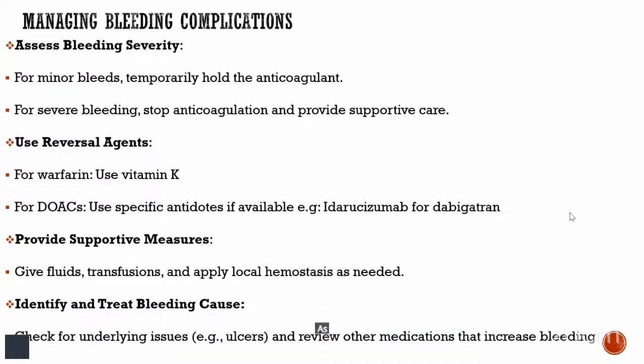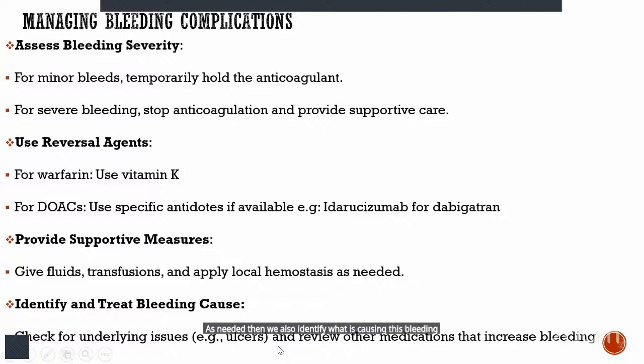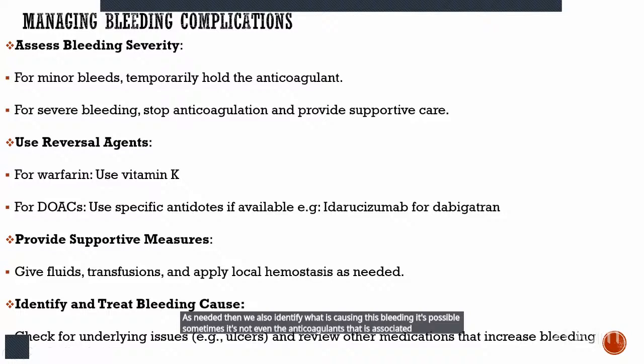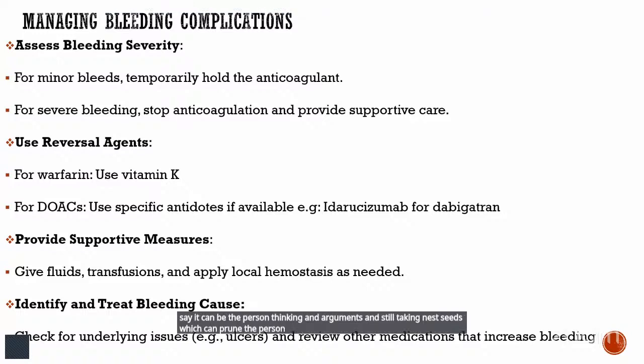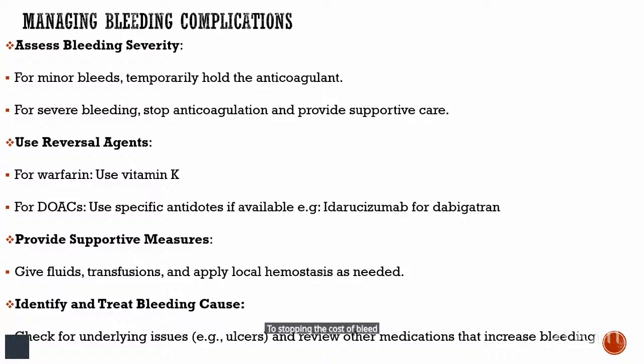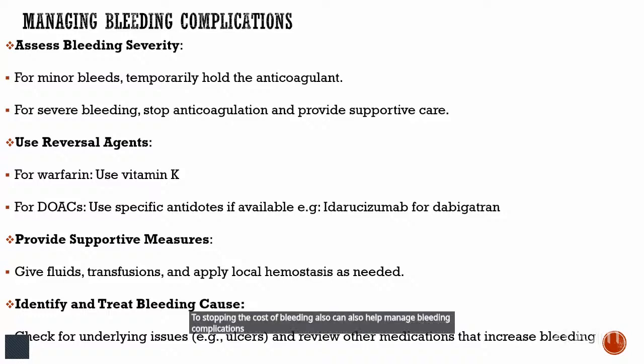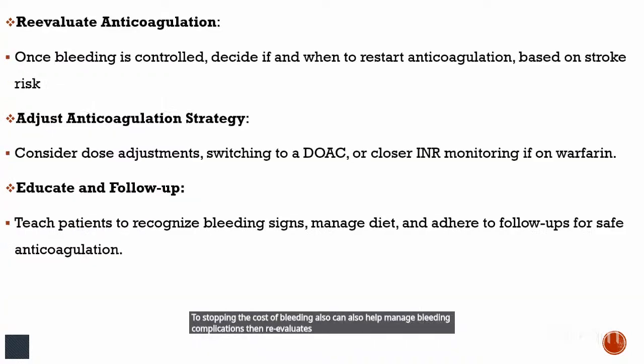Then we can also identify what is causing this bleeding. Sometimes it's not even the anticoagulants that are causing it. It can be, let's say, the person taking anticoagulants and still taking NSAIDs, which can predispose the person to an ulcer. So stopping the cause of bleeding can also help manage bleeding complications. Then reevaluate anticoagulation.